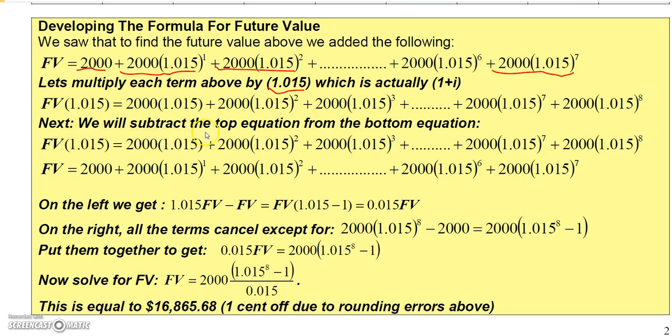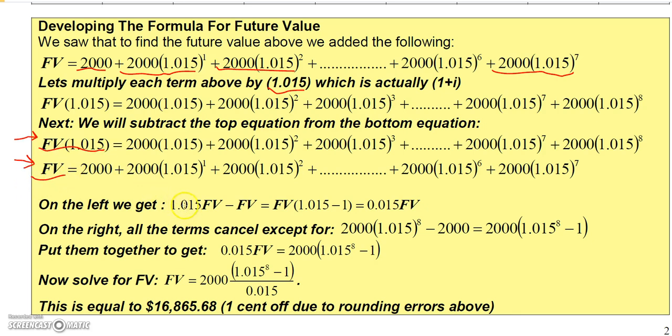Let's subtract the top equation from the bottom equation. So here's the bottom equation, and here's the top equation. Now let's subtract these. Now on the left-hand side, I'll just get this minus this.